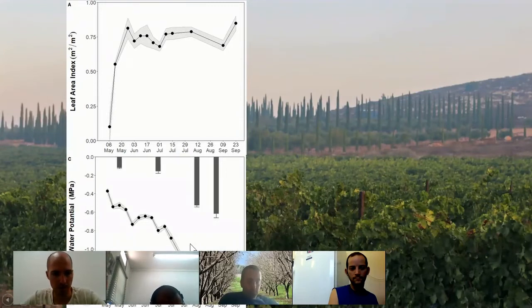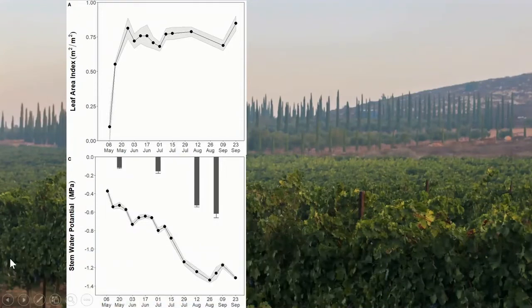In terms of water potential, you can see that the values went down from minus 0.4 megapascal early in the season to minus 1.3 later in the season. This is a stem water potential. If you're thinking about the pre-dawn water potential, it was about 1 bar early in the season and about 5 or 6 bars toward harvest.